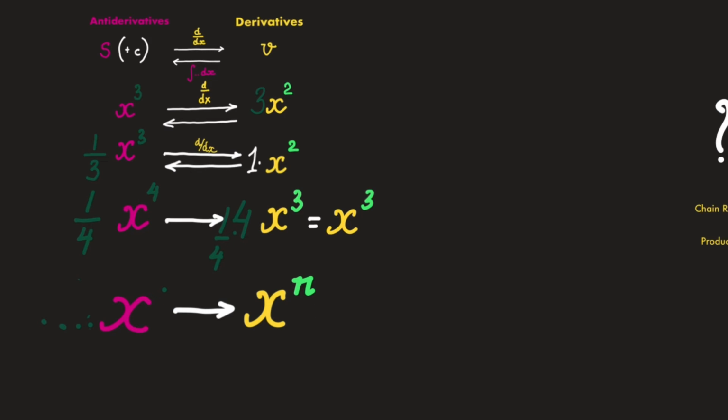Well, from the examples before, we see that this exponent here must be 1 bigger than n. So this exponent must be n plus 1. But as before, if we differentiate x to the n plus 1, we don't get x to the n, but we get x to the n multiplied with n plus 1. So to get just x to the n, we need to multiply by 1 over n plus 1. Thus, an antiderivative of x to the n is x to the n plus 1 over n plus 1.